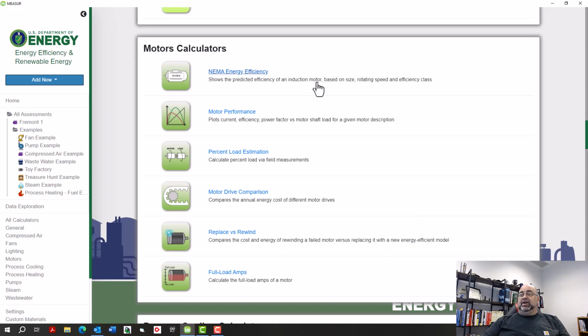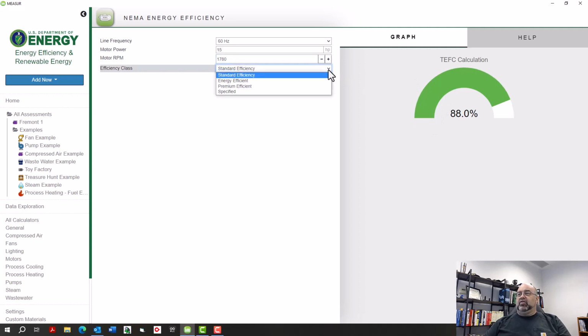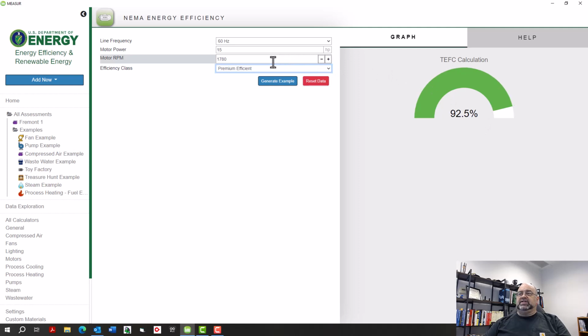So we will take a look at NEMA, the first calculator, NEMA energy efficiency. Okay, this looks complicated, doesn't it? So I come up and I say, okay, that's a 150 horsepower motor. For instance, you know what? Let's make this more common. Let's go with a 15 horsepower motor. The motor RPM, it's going to be 1800, pretty common. So let's say 1780 off the nameplate. Okay, well, look at that. And if I want to, I can say, okay, it's a premium efficient, brand new efficient motor. Look at that. So a 15 horsepower, 1780 RPM motor, premium efficient, the nominal average efficiency is 92.5.